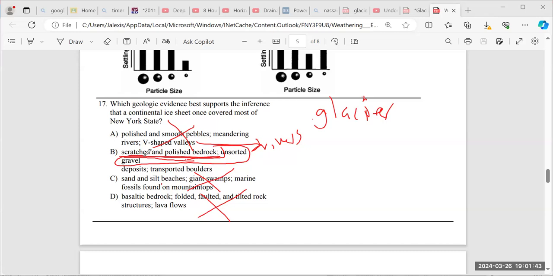Unsorted gravel deposits. That lets me know if it's unsorted, there's a very good chance it comes from a glacier, and it has the ability to transport even boulders, right? Glaciers definitely have more of a capability to transport boulders than any other agent. And that's why the correct answer is choice B.